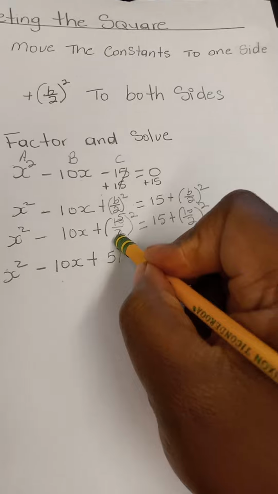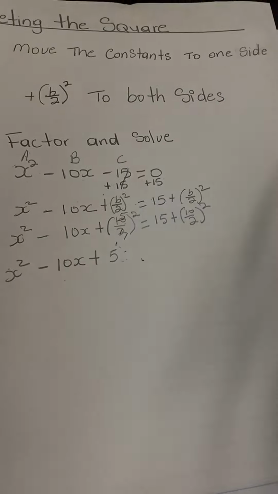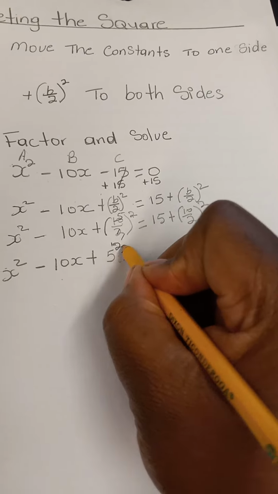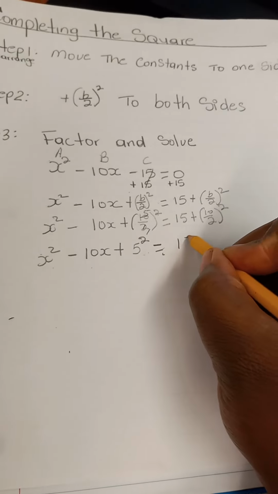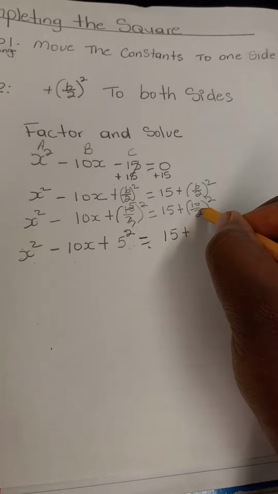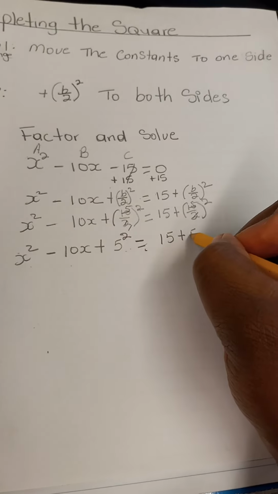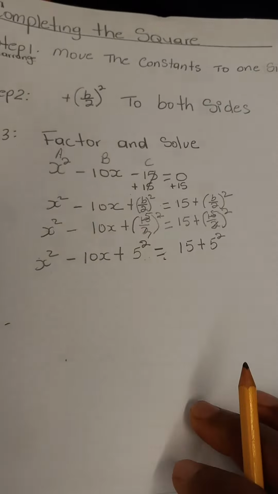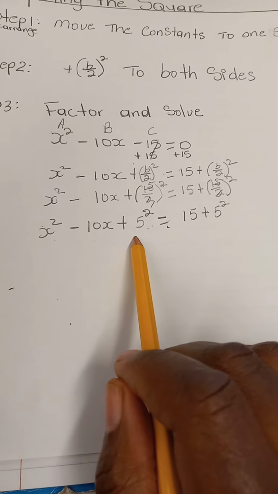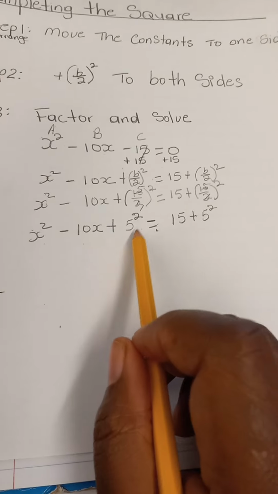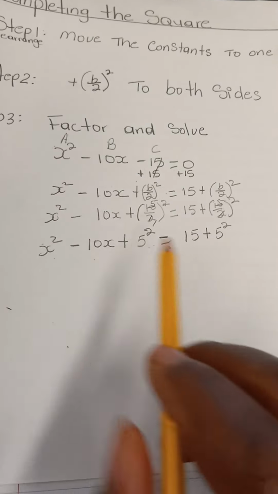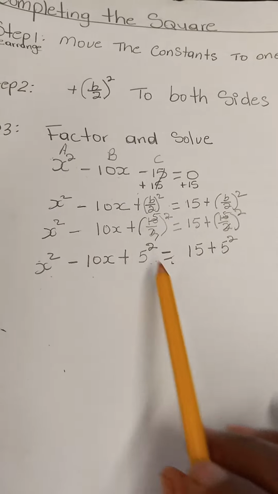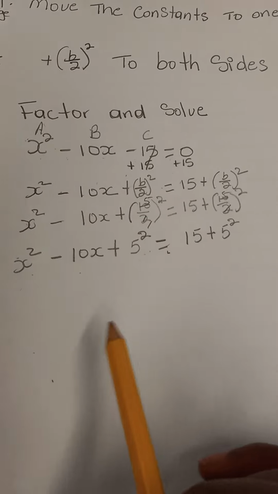You don't have to put the parentheses. Don't forget your square. 5 squared is equal to 15 plus the same thing here, 5 squared. Now I'm going to expand my 5 squared. I'm going to rewrite again. I'm going through all these steps because I want you guys to see where each number comes from.